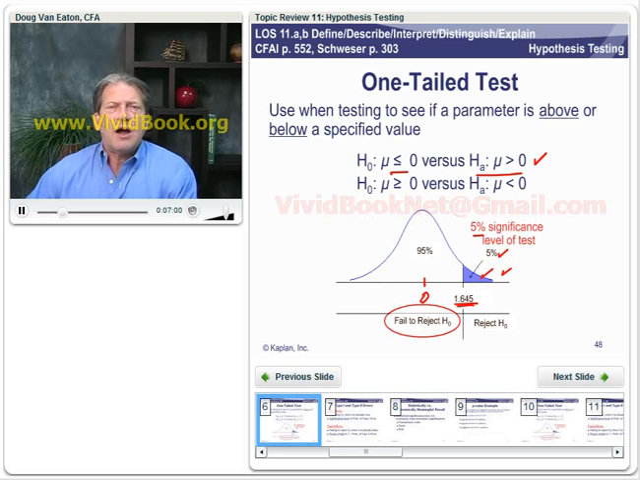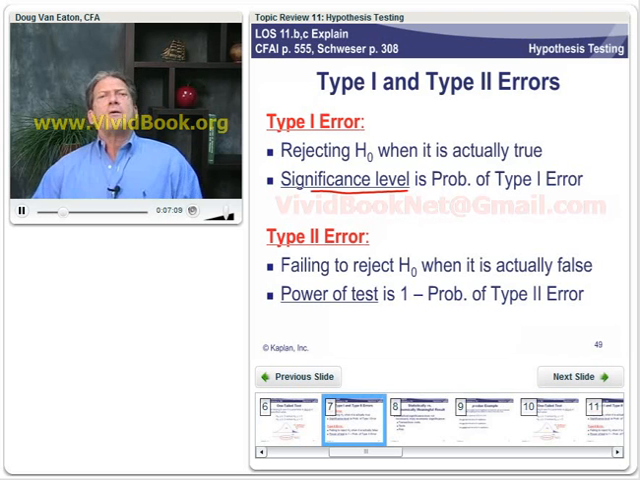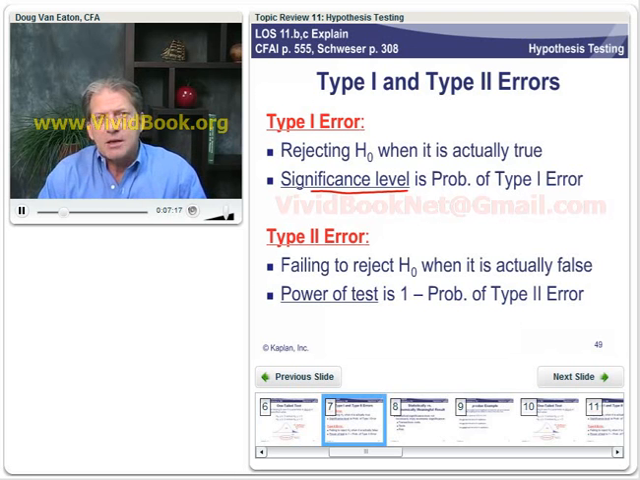Well, that 5% of the time, that significance level, is our probability of a type 1 error. And a type 1 error is rejecting the null hypothesis when it's actually true. A type 2 error, the other type of error we might make with the hypothesis test, is failing to reject the null hypothesis when it's false.